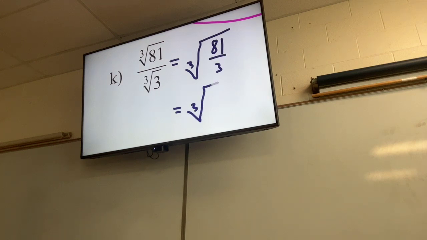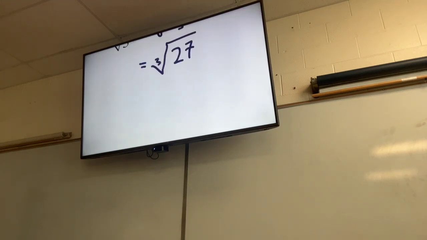What's 81 divided by 3? 27. What's the cube root of 27? 3. If you're having trouble doing that in your head, just think to yourself, what number times itself 3 times gives me 27? 1 times 1 times 1? 1, no, okay. 2 times 2 times 2, 8, okay. 3 times 3 times 3, 27.